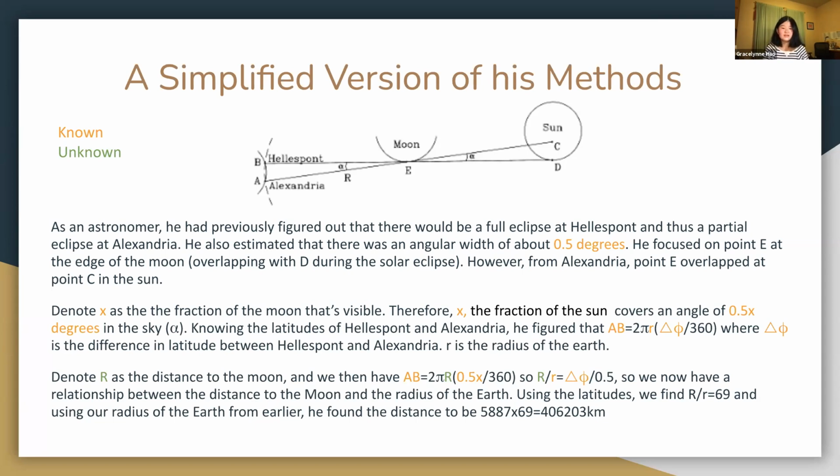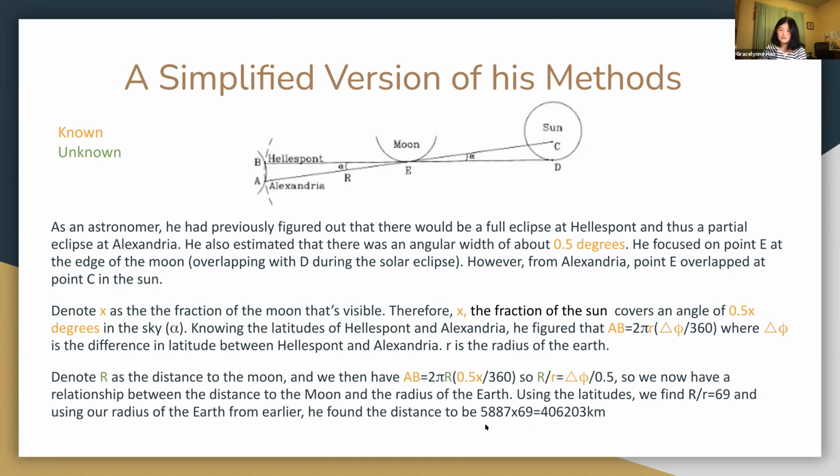And of course, he had a different measurement for the radius of the Earth than Al-Biruni did, since they were in different places at different times. But he found that this relationship was 69, which meant that the distance to the moon was 69 times the Earth's radius. So then using the radius that we found from earlier, since this is just a bit more relatable, he found the distance to technically be this crazy number.